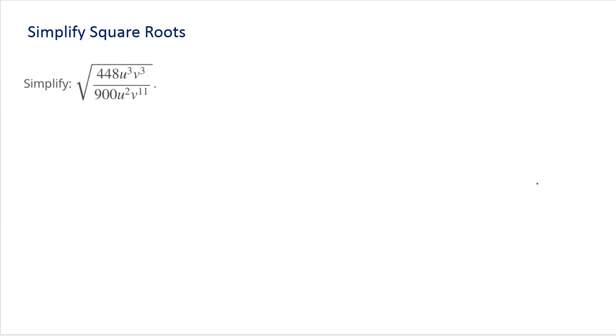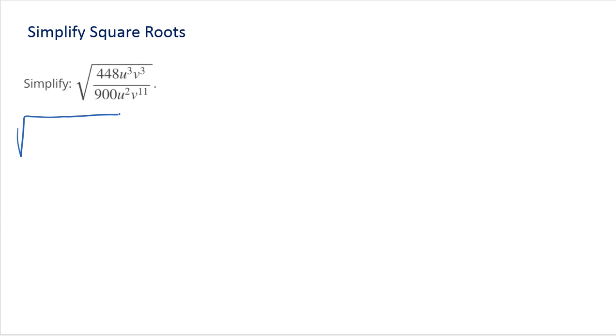you possibly can. And see, I'm noticing that 448 and 900 have common factors. I know 2 divides into both of them, quite possibly 4 divides into both of them. So I want to simplify that fraction to lowest terms, and you did something similar on test 1. Also, u to the third and u squared will simplify, and v to the third and v to the 11th will simplify. So my first step, does it have anything to do with the square root? I just want to simplify this to lowest terms.